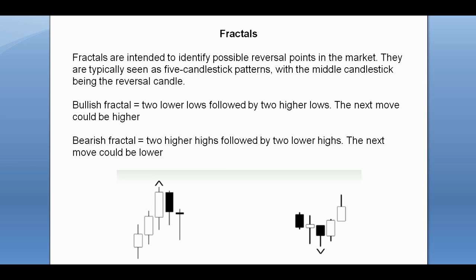They are typically seen as 5 candlestick patterns, with the middle candlestick being the reversal candle. Now, I've seen some people use more than 5 for fractals, but the basic pattern is 5 consecutive candlesticks, and the middle one of the 5, that's the reversal candle. That's where it changes direction. Otherwise, it's not a fractal.